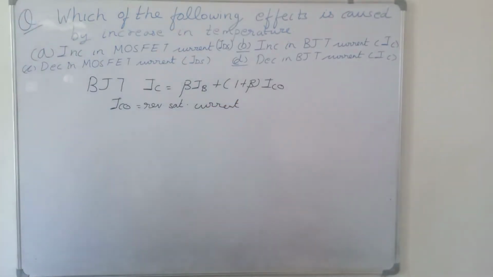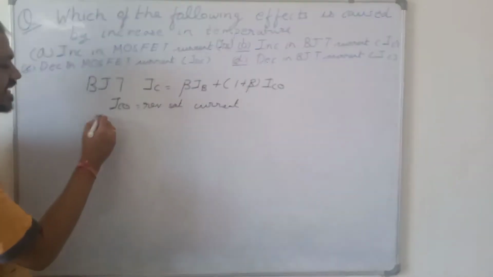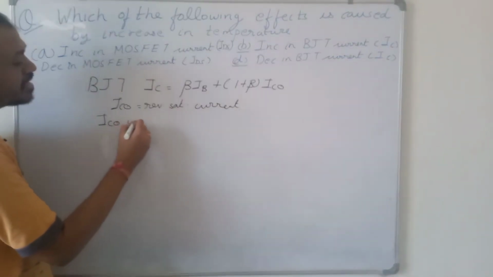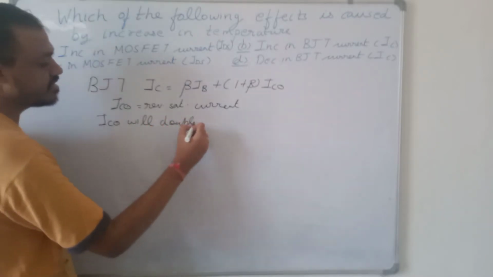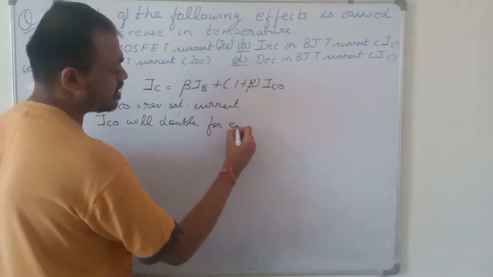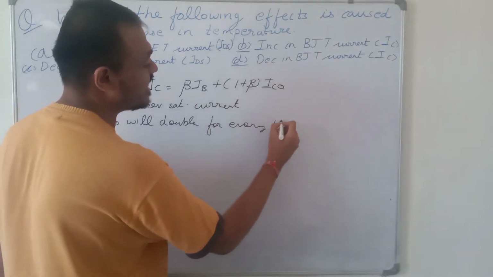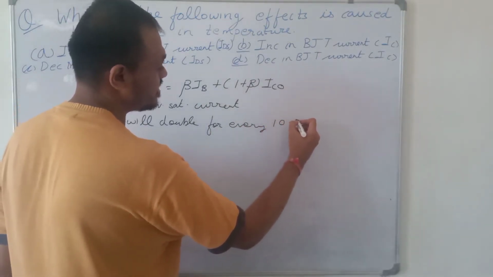So in a BJT, the reverse saturation current doubles for every 10 degree rise in temperature. ICO will double for every 10 degree rise in temperature. This is a very important formula.